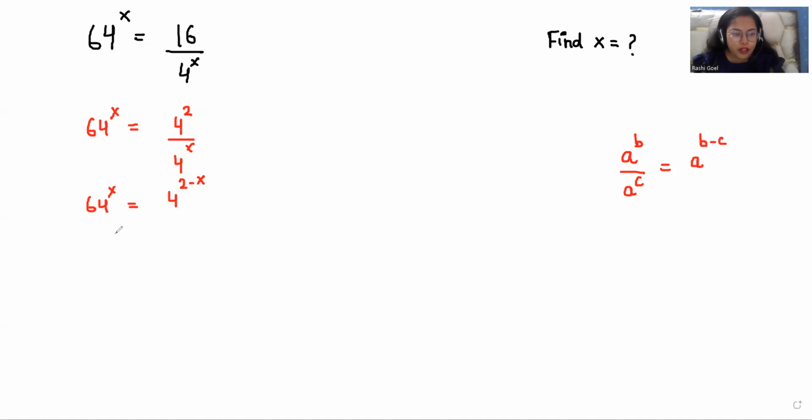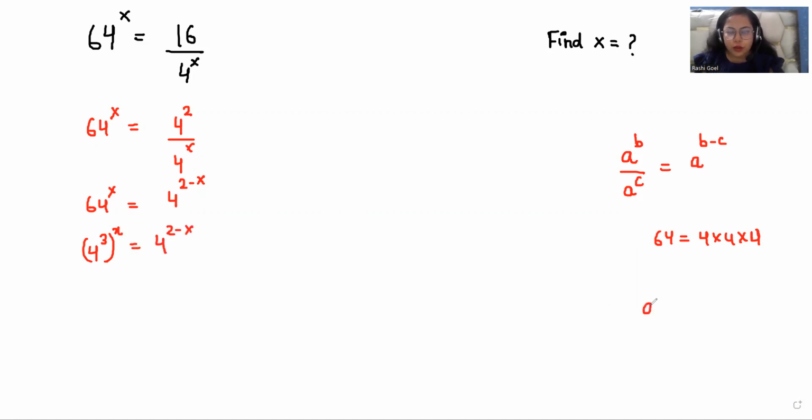Now on the left hand side, our base is 64 and on the right hand side it's 4. So we can convert 64 in terms of 4. So 64, I can write it as 4 times 4 times 4. 4 times 4 is 16 and 16 times 4 is 64. So I can write it as 4 power 3 power x is equals to 4 power 2 minus x.